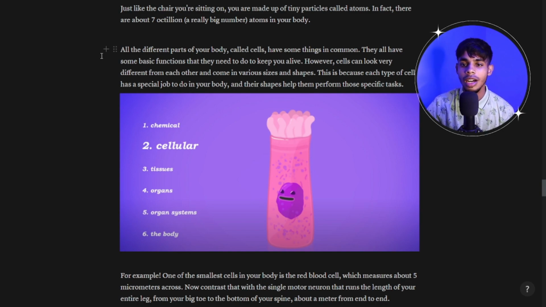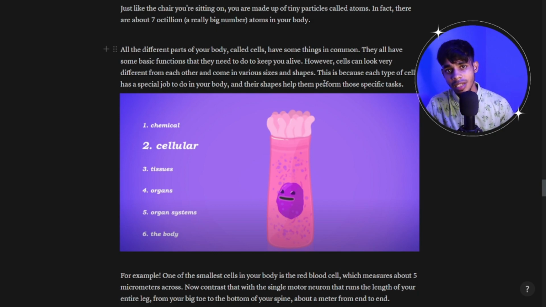So if you break it down, a group of cells will make a tissue. They all have some basic functions that they need to do to keep you alive. However, cells can look very different from each other, and they come in various sizes and shapes. Obviously the size of a red blood cell will be completely different from the size of a white blood cell, right? Why are the shapes and sizes different? It is because each type of cell has a special job to do in your body, and these shapes, like we studied previously, help us perform those tasks very effectively because of the shape and structure that they have, right?